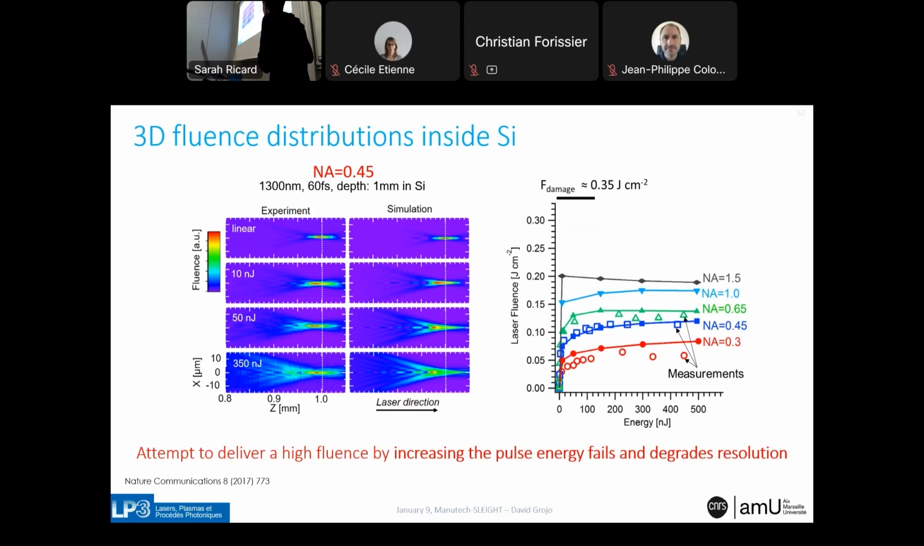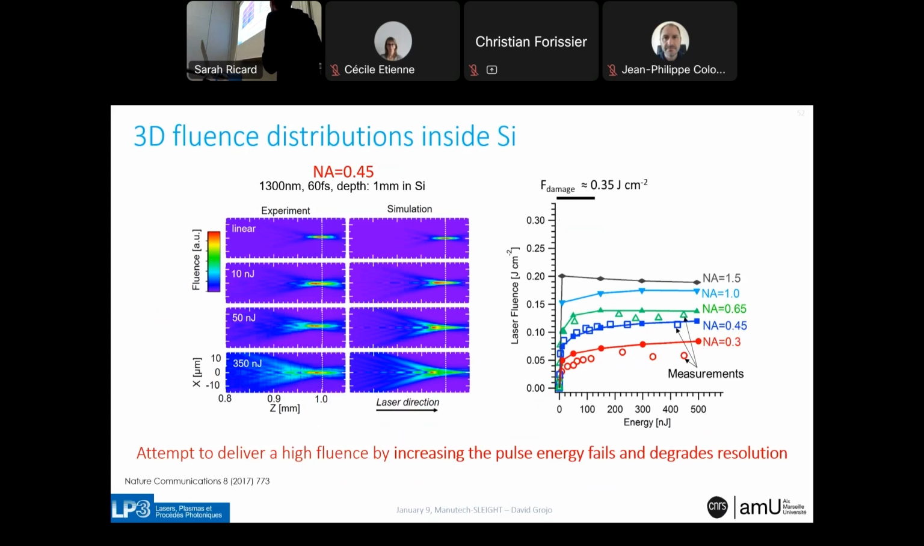So with repeating measurement and simulation, we can extract from all the profiles the delivered maximum energy density, what we call the laser fluence, as a function of energy and as a function of numerical aperture used to focus the light, up to 1.5, which is the maximum you can reasonably do with a conventional system.